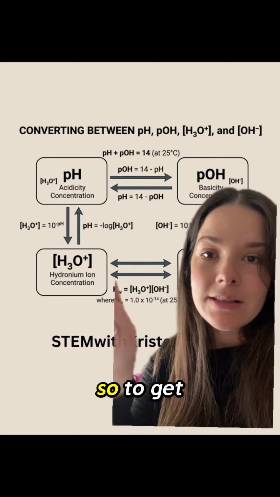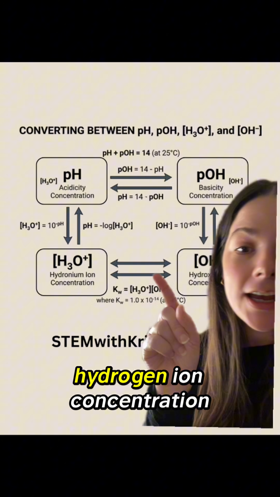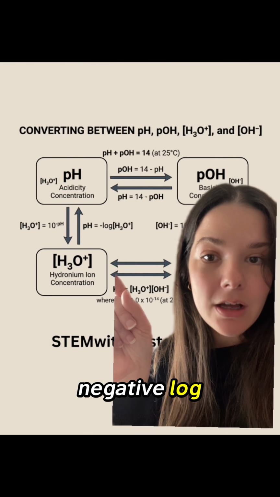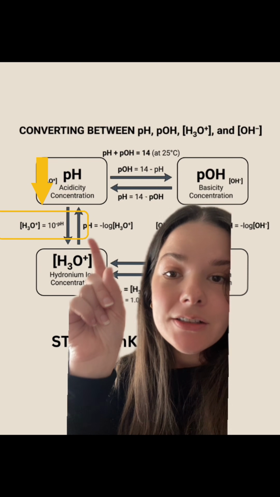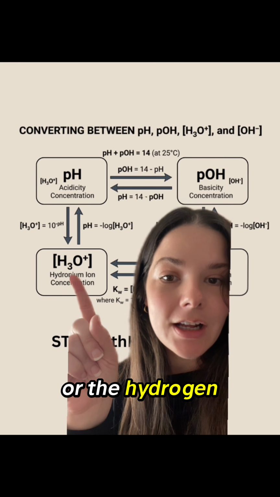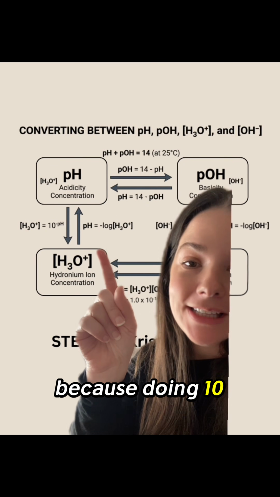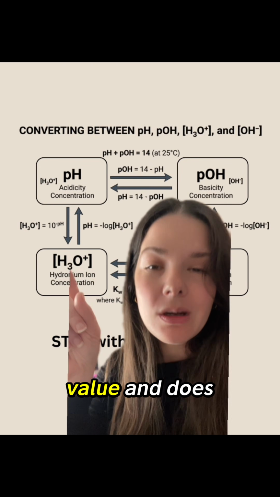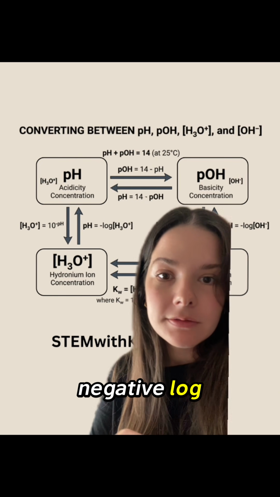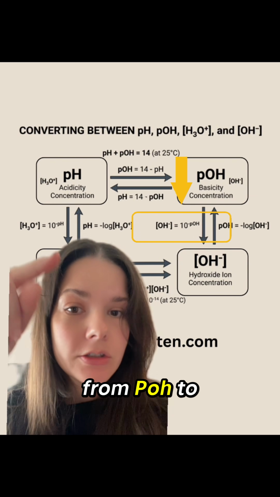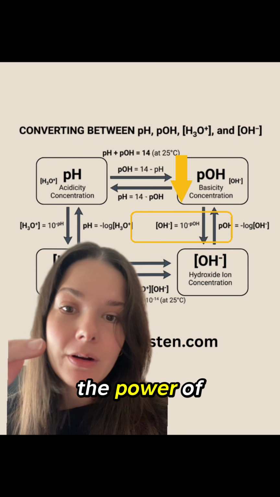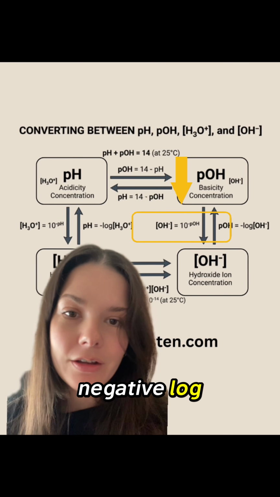Now to undo these, so to get the hydronium or hydrogen ion concentration from the pH, you just need to undo that negative log. So you would do 10 to the negative pH to get the hydronium ion concentration or the hydrogen ion concentration. Because doing 10 to the negative power of that value undoes that log, and then the negative is because you took the negative log. And if you're trying to go from pOH to OH concentration, you need to do 10 to the power of the negative pOH to undo that negative log.